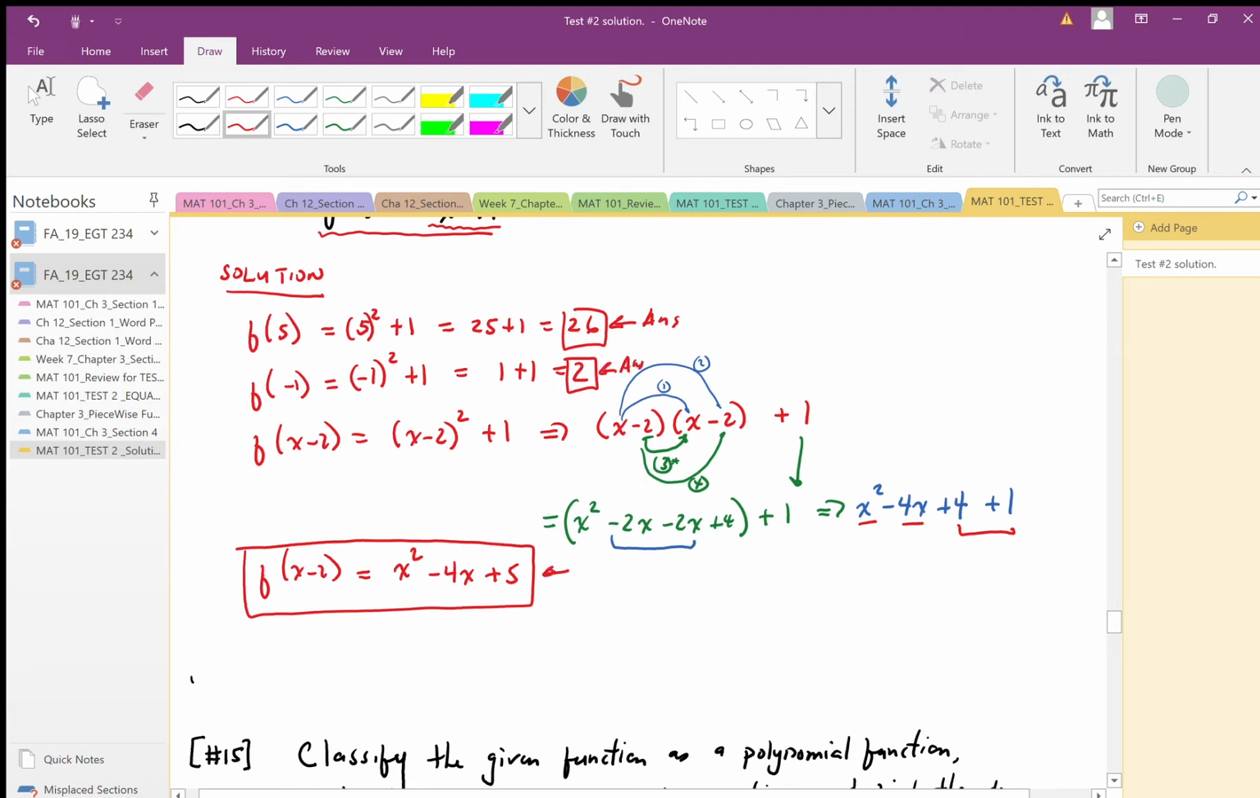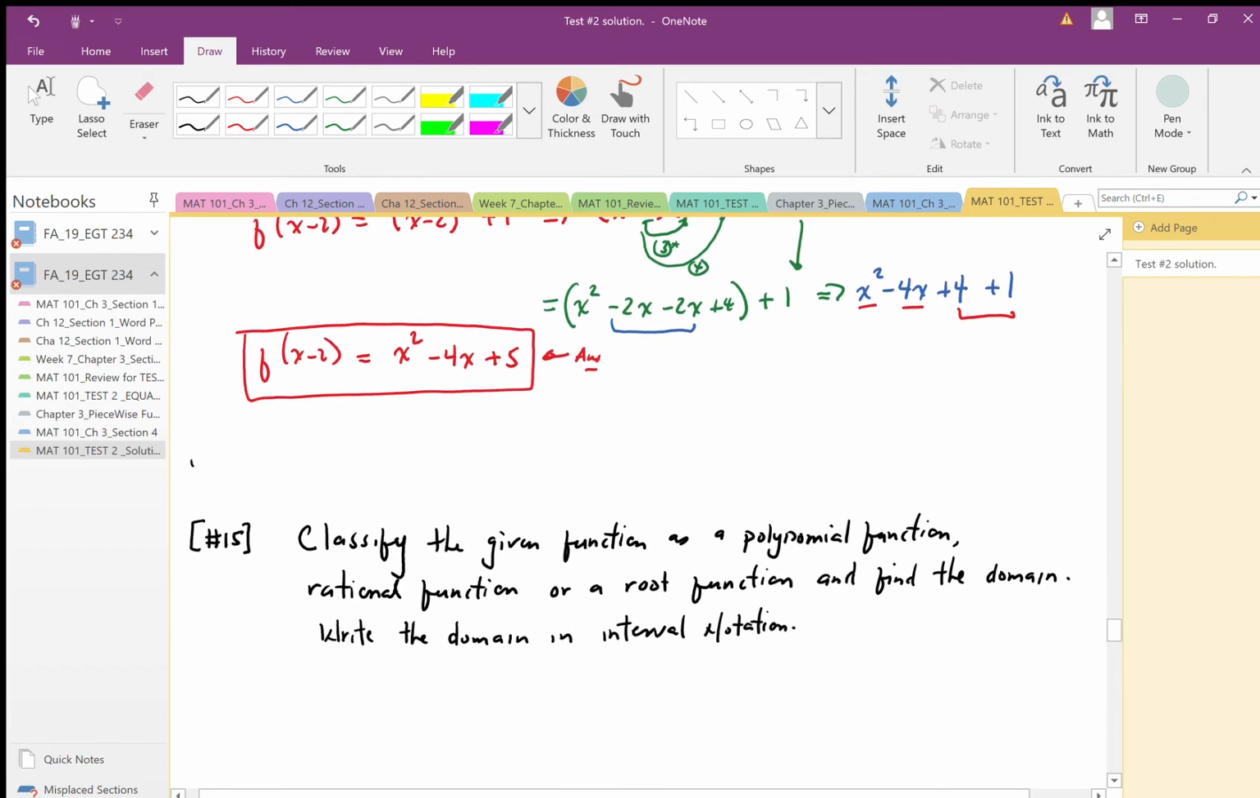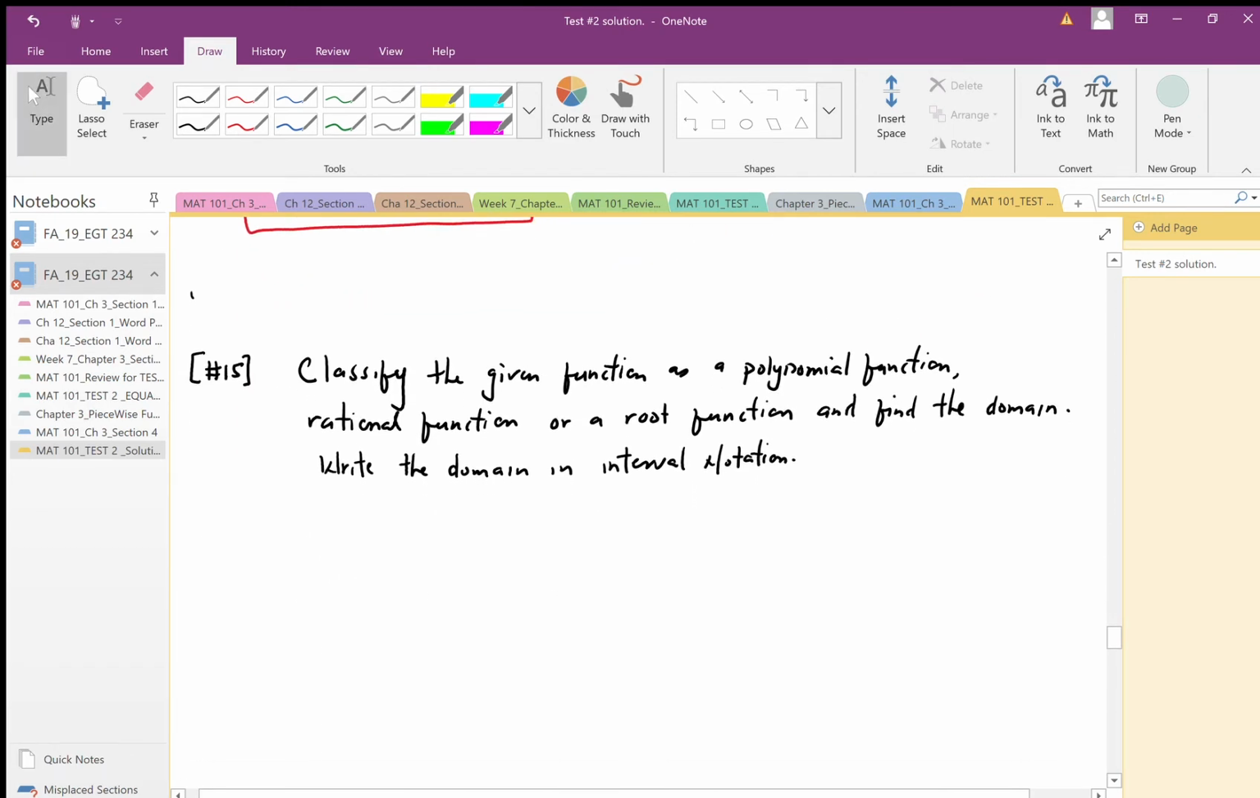This is my answer right here. Okay, so I have another problem here. The instructions are to classify the given function, and that function happens to be f of x equals 9x minus 6 over 9x plus 6. So that's the function. We have to determine if the function is a polynomial function or a rational function or a root function. And they want us to find the domain of that particular function and write that domain in interval notation.